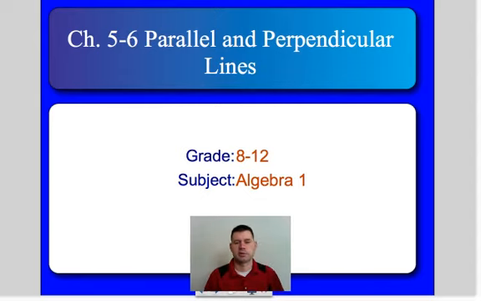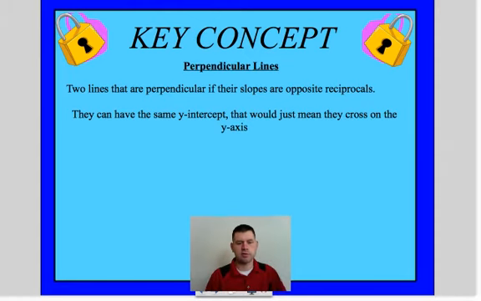Okay, so we're back. We're going to talk more about parallel and perpendicular lines. We left off talking about parallel, so we're going to talk about perpendicular. Two lines are perpendicular if their slopes are opposite reciprocals. This one's a little more difficult.